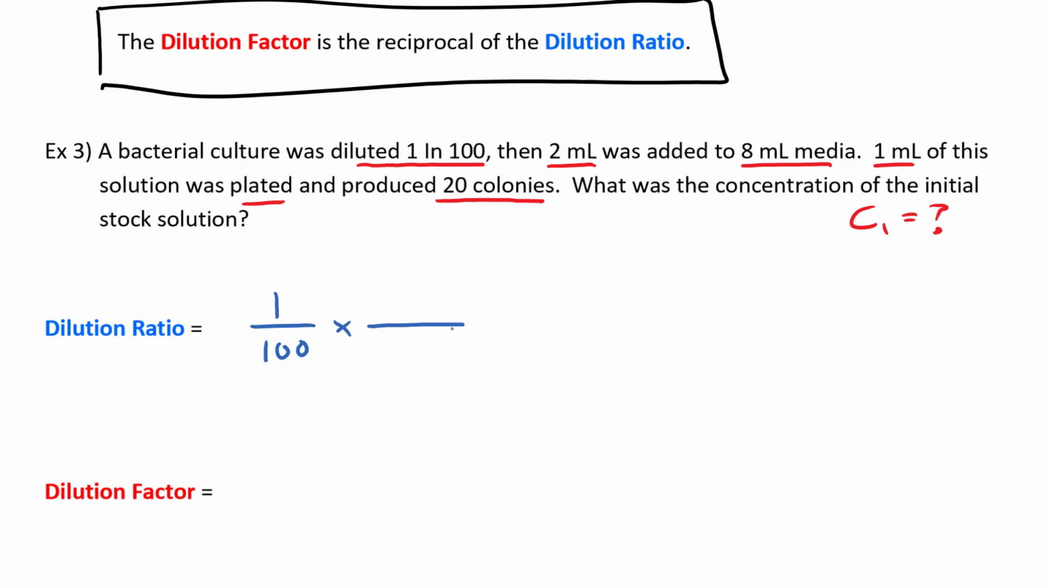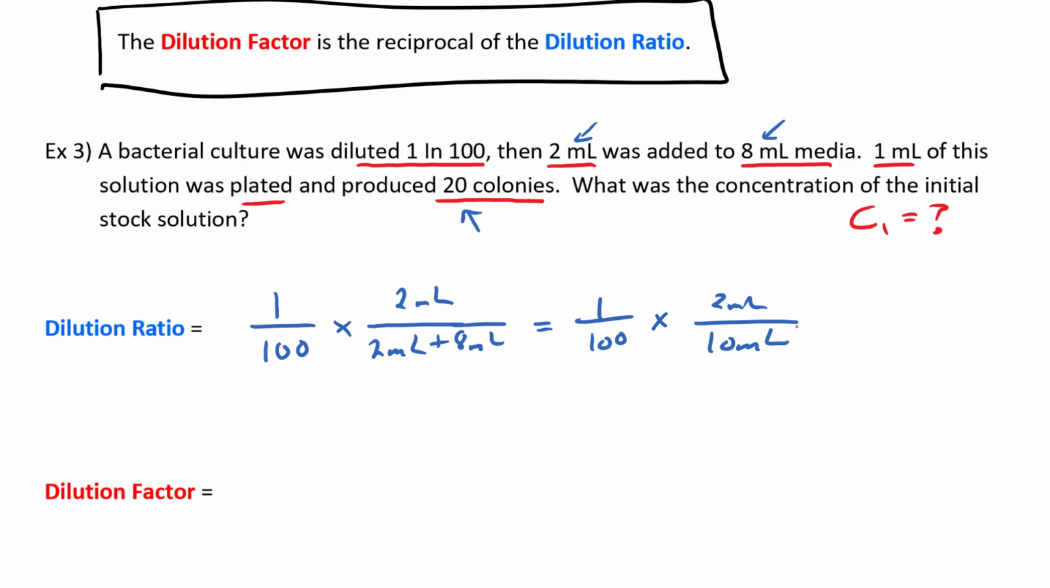I then go to my next dilution. I'm taking 2 mils of solution and I'm adding 8 mils of media. So be careful, this is a tricky one here. Remember the volume on the bottom is the total solution. So I have to add the 2 to the 8. We will then calculate my dilution ratio, 1 over 100, 2 mils over 10 mils. Notice my mils cancel out here.